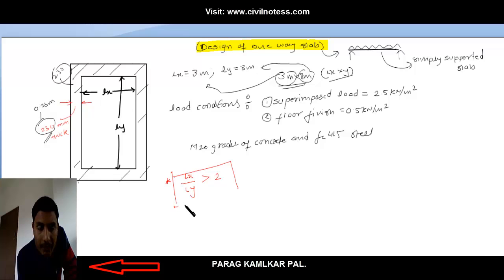Like, it means Lx divided by Ly is greater than 2. So if this condition is followed, that means that this is a one way slab.